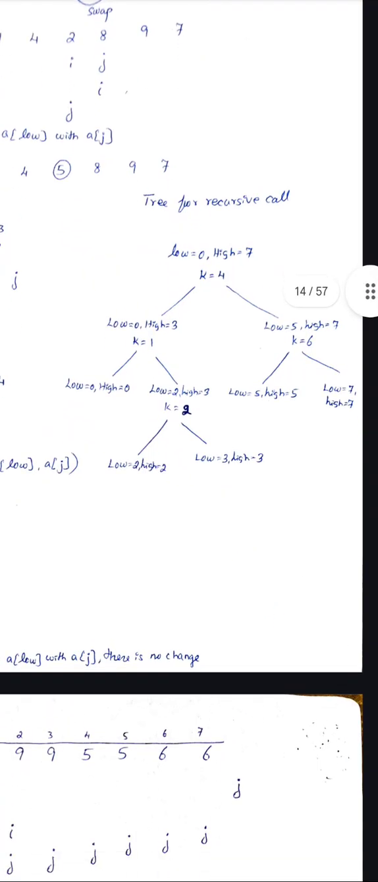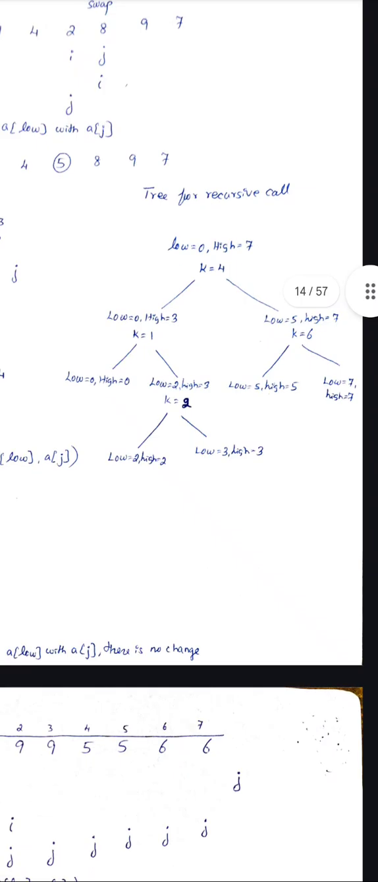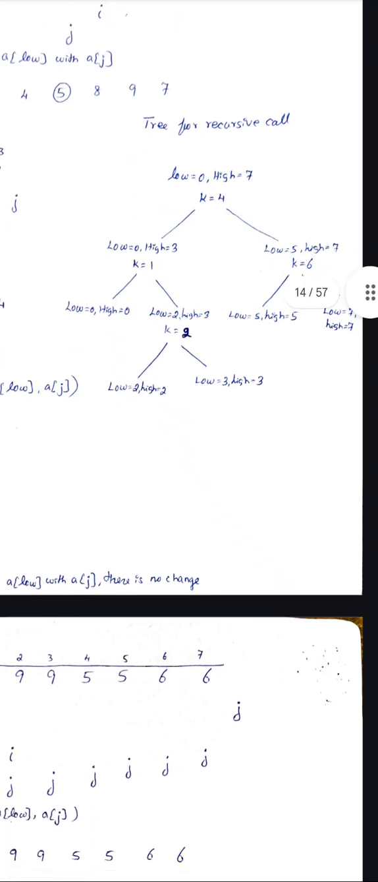Tree for recursive call. Low is 0, high 7, k is 4. Then low is 0, high 3, k is 1. Low 0, high 0. Low is equal to high. Then low 2, high 3, k is 2. Low 3, high 3, k is 3. Low 5, high 7, k is 6. Then low 5, high 5. Low 7, high 7. That will end.